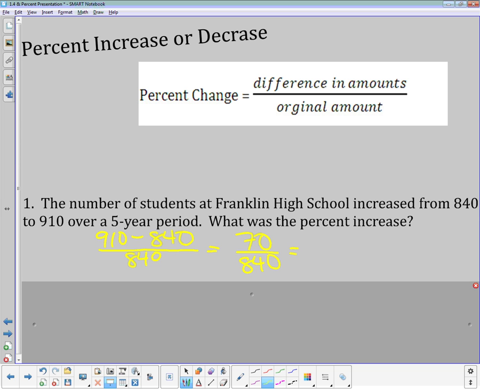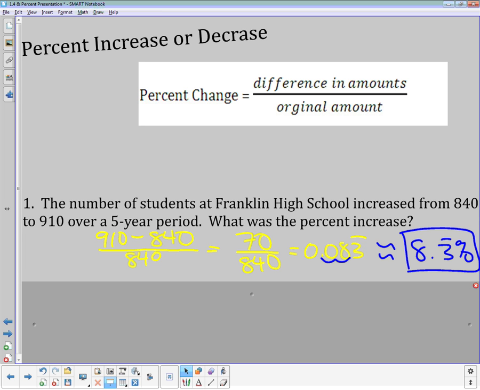When I do that, I get 0.083 repeating. So then turning that into a percent, move that 2 places, about 8.3 repeating percent.